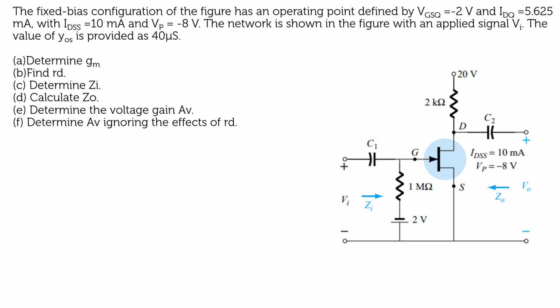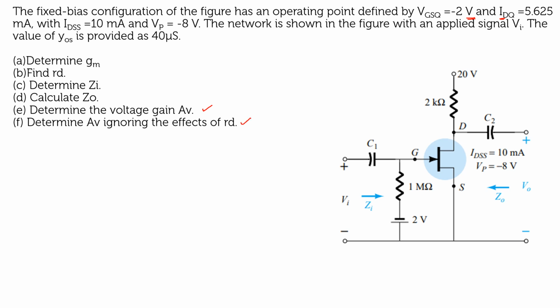The fixed bias configuration of the figure has an operating point defined by VGSQ = -2 volt, IDQ = 5.625 milliampere, with IDSS = 10 milliampere and VP = -8 volt. The network is shown in the figure with an applied signal of Vi. The value of YOS is provided as 40 microsiemens. So, A part: determine gm. B part: find rd. C part: determine Zi. D part: calculate Zo. E part: determine the voltage gain Av. F part: determine the voltage gain Av, ignoring the effects of rd.